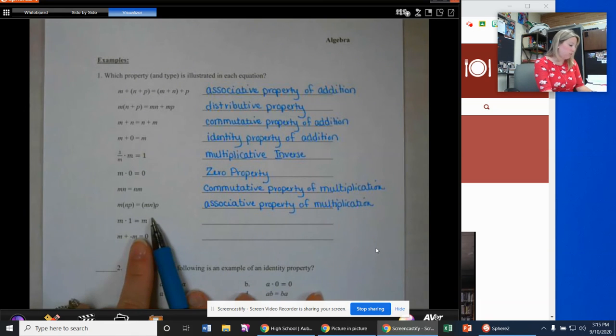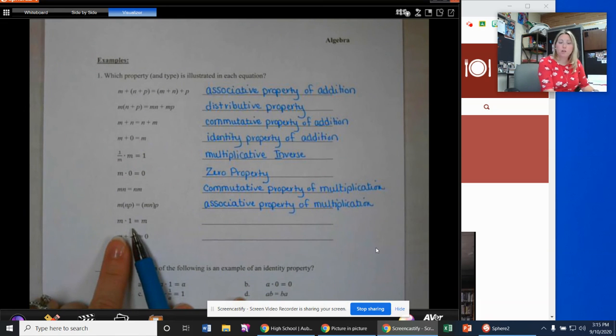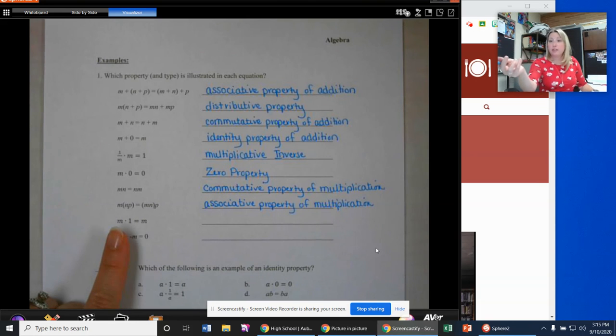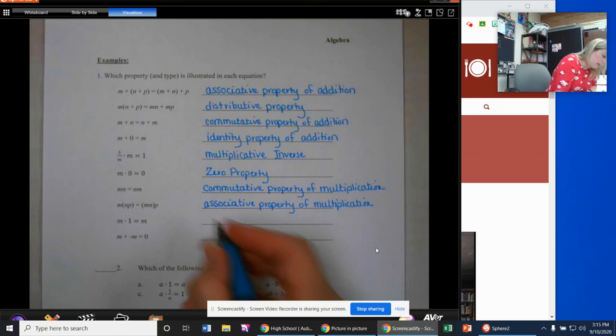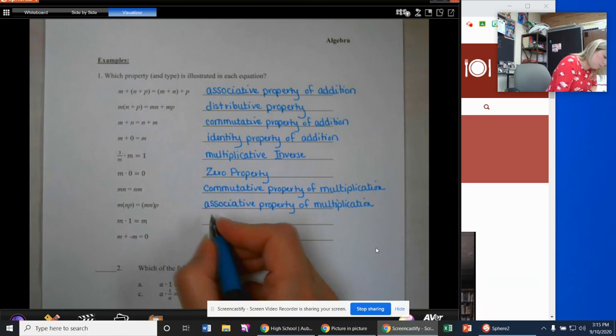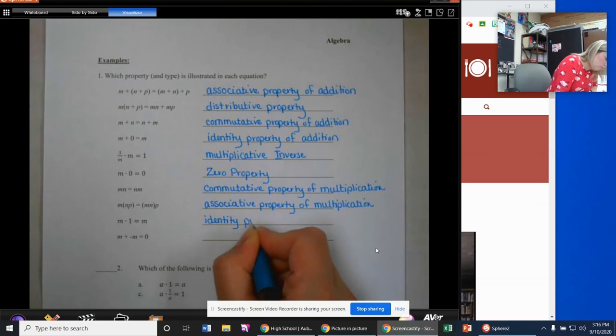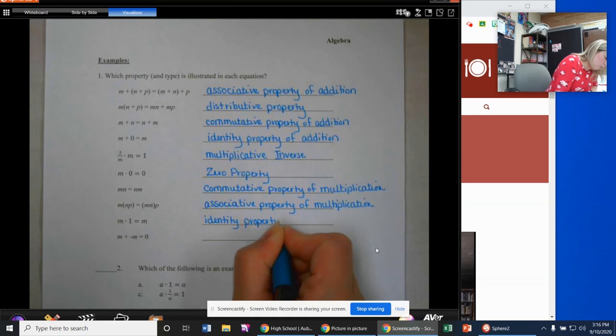Associative property of multiplication. Okay. M times 1 is still M. Its identity didn't change. It's the identity property. I multiplied. So the identity property of multiplication or the multiplicative identity, either of those. That's what I wrote earlier. That works. I guess I just wanted to write the word property of.